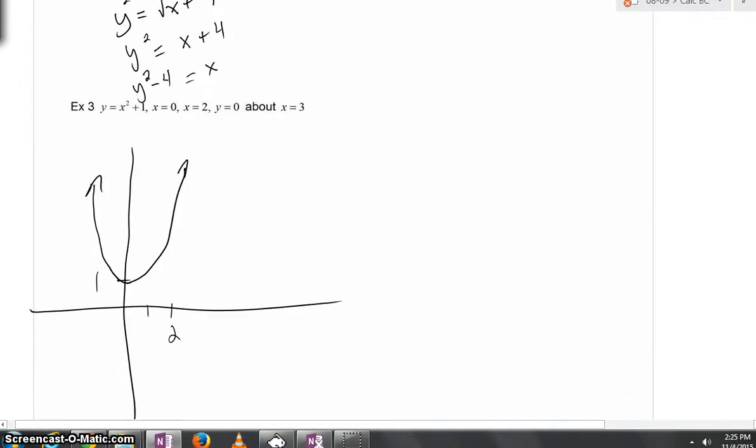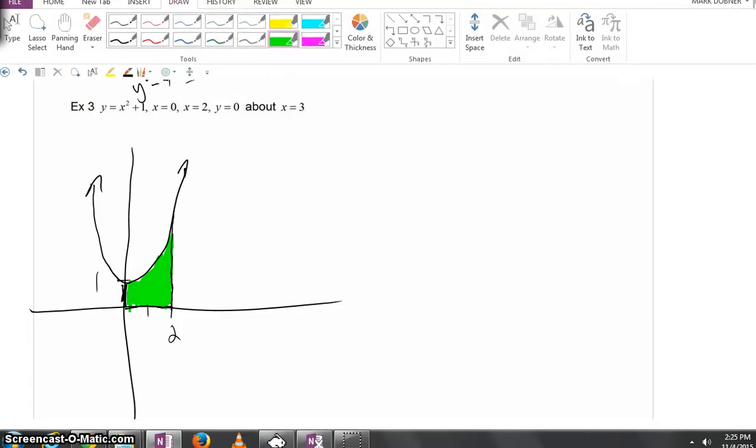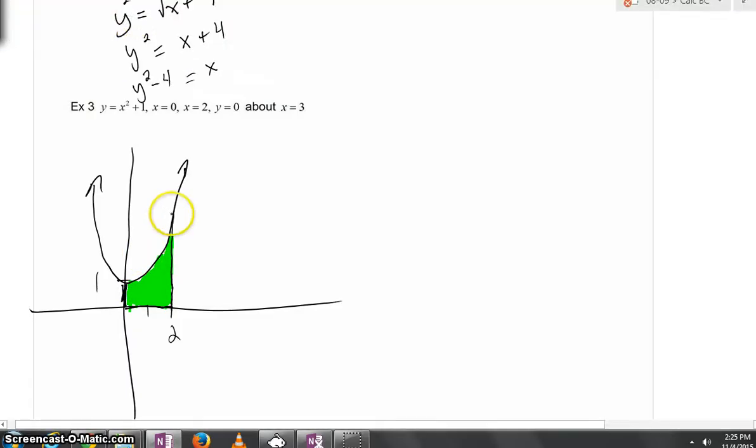To do our last problem, let's say we have a parabola, y equals x squared plus 1, and we have x equals 0, which is going to be the y-axis. X equals 2 is a vertical line over here. Y equals 0 is actually the x-axis. And without too much work, we can see very quickly that we have this green enclosed region.